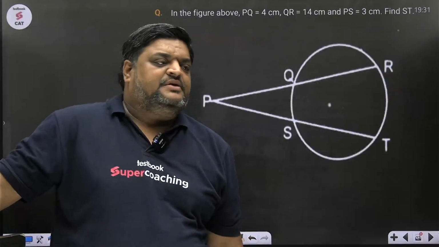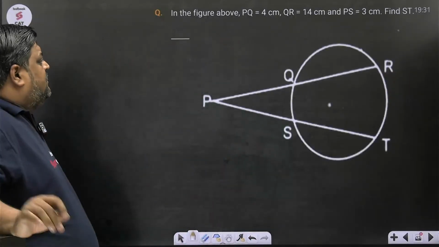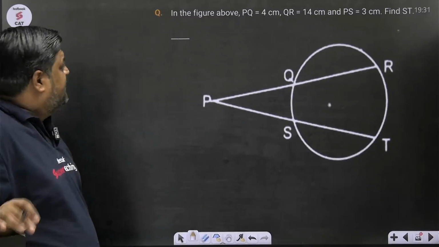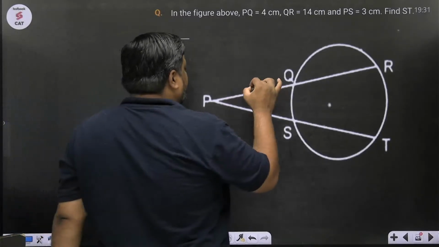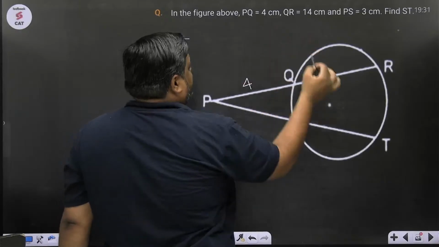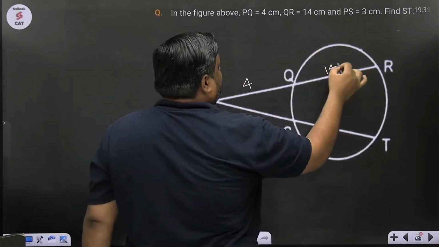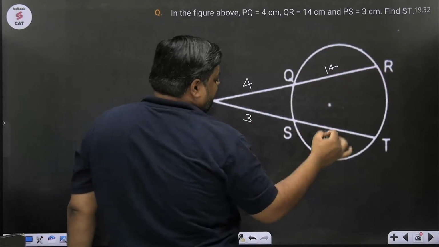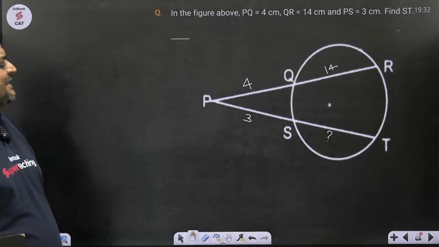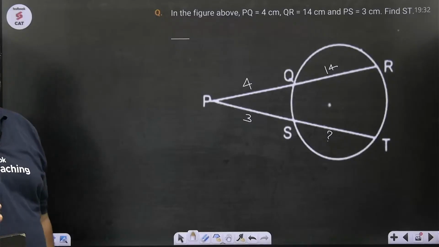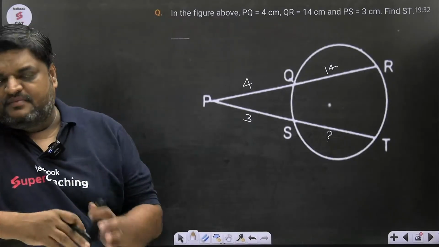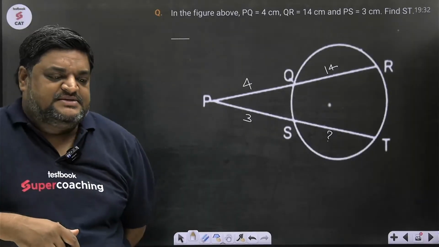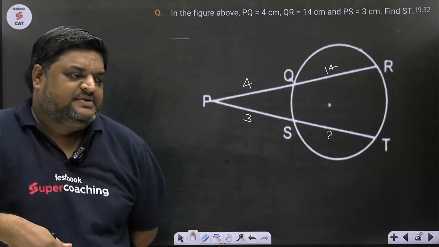Next question. Quickly, guys. Find ST. PQ is given as 4, QR is given as 14, and PS is given as 3. They are asking what is the length of ST. Try this out quickly and then we'll discuss it. Take it easy.